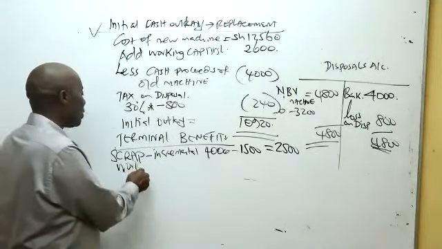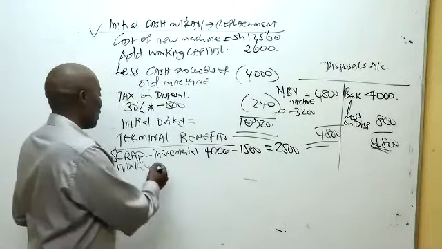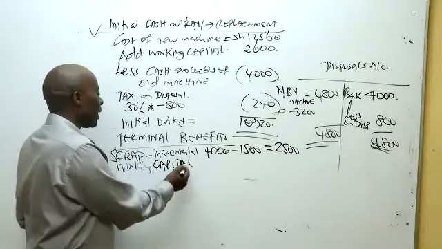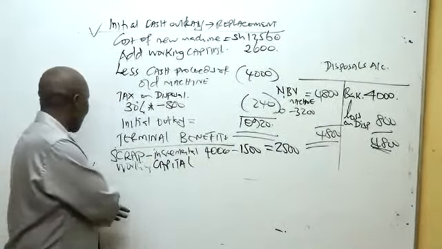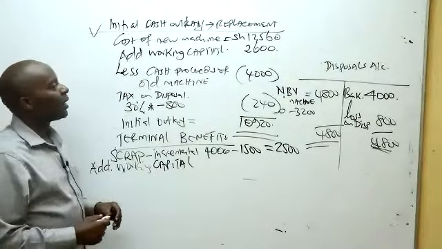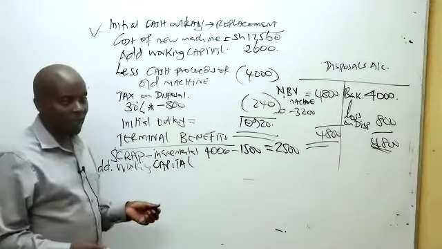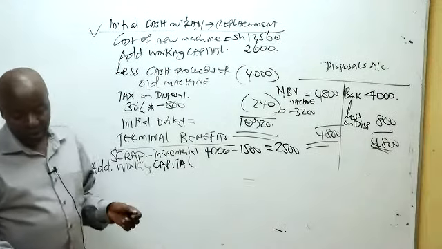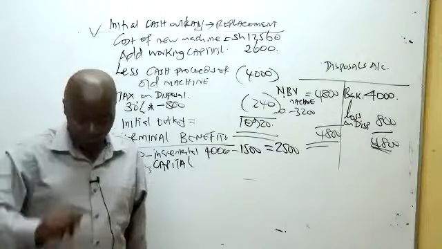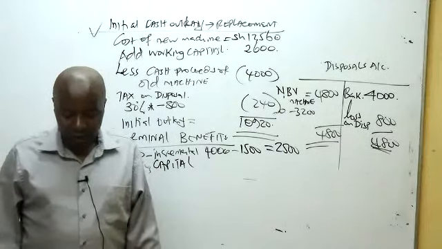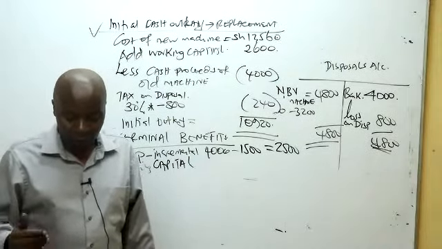Remember that this working capital is capital which is being released to us at the end of the project, so we are adding it. Also remember, for working capital, we talk of incremental. Please look for information talking of this working capital. It's paragraph number 2, where they told us the new machine is expected to cost 12.56 million with a salvage value of 4 million at the end of its useful life of 5 years.